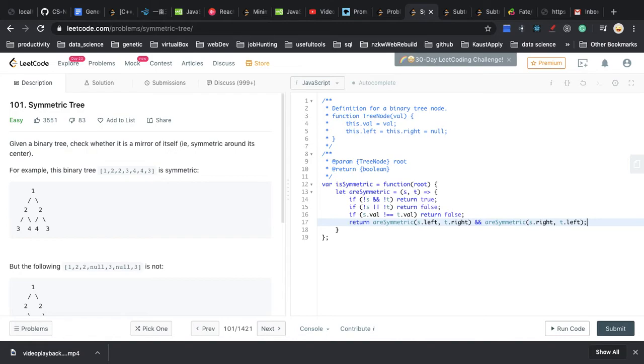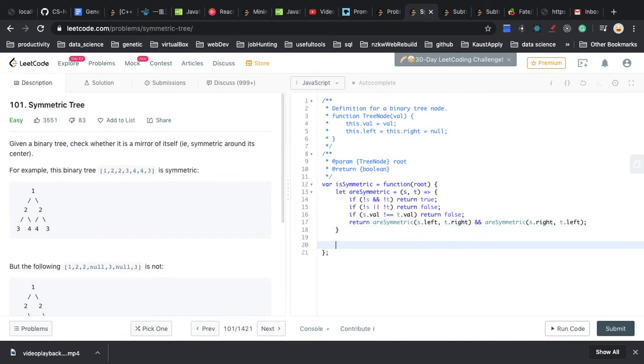If the left node of tree S is the same as the right node of tree T, and the right node of tree S is the same as the left node of tree T, then we say they are symmetric. After we get this, what we need to do is call from the root node, because the root node of the given tree is only one node.